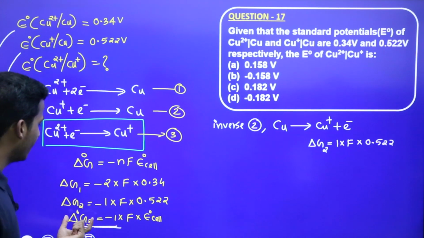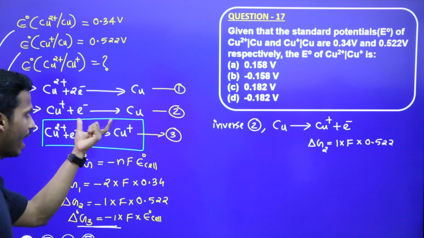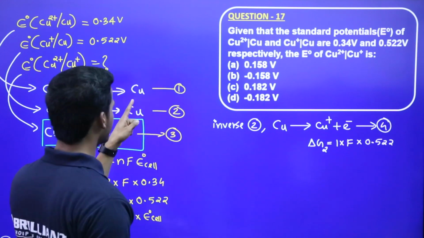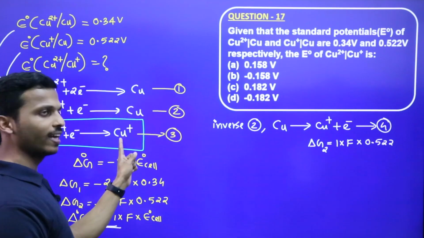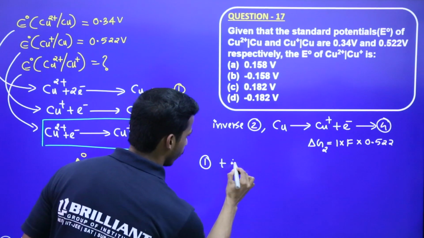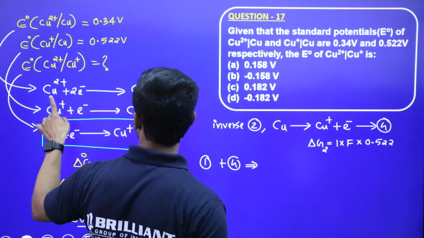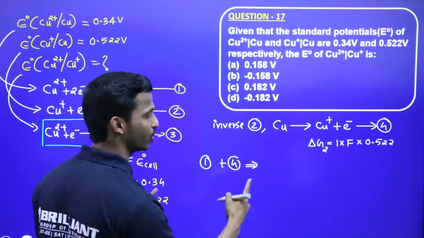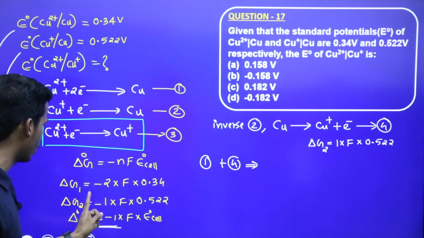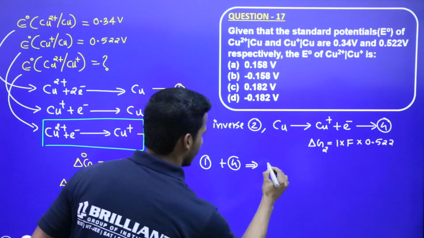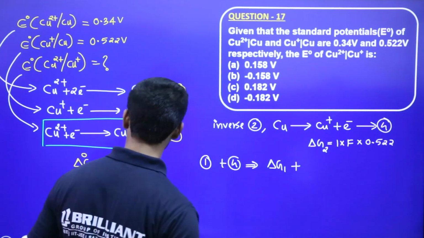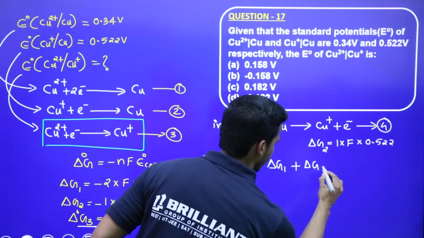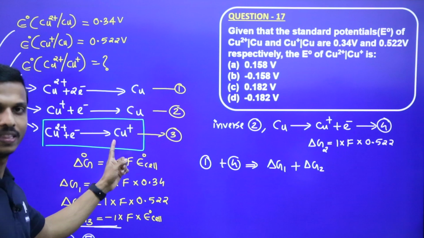And in order to get delta G3, the third equation, let me add the first and the reversed equation. Let me consider this the fourth equation. So first and fourth equations, let me add in order to get the third equation. So 1 plus 4. Here we will get Cu2+, right? These are the equations we are adding. Delta G1 plus delta G2, which should be positive, right? That will be equal to delta G3 for this equation.